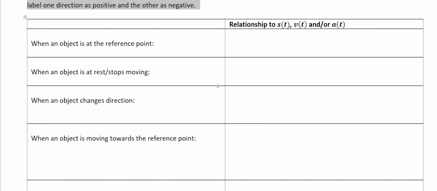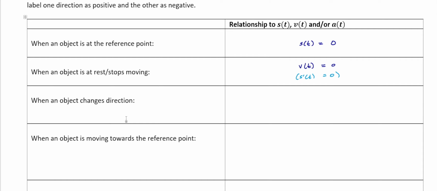Okay, so what we're going to do is basically derive all these relationships of s at t, v at t, and a at t for these points of interest. So let's start right here. When an object is at its reference point, what would be the position function? Well, the position function would be 0 if the object is at its reference point. When an object is at rest or stops moving, what is its velocity function? Its velocity function should be equal to 0 because it's at rest. The velocity is 0, which also means that the first derivative of the displacement function is equal to 0.